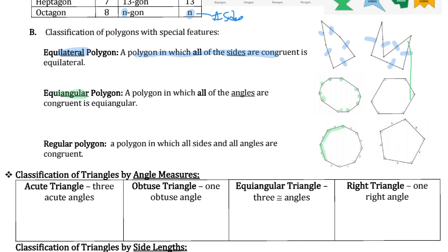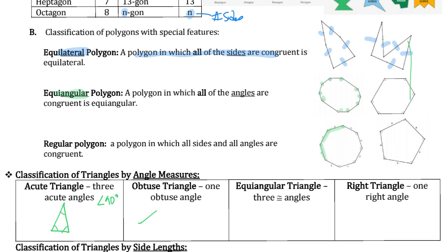With triangles, they're more special. Because they have fewer sides and fewer angles, they just have three of each, we have some more special names and they have more special relationships as well. If you've got an acute triangle, that means that all the angles in this triangle are smaller than 90 degrees. Smaller than 90 degrees, so that would be an acute triangle.